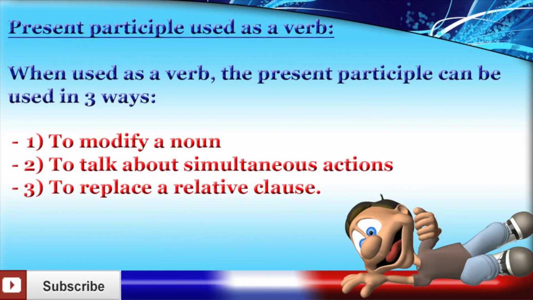So you learned earlier that the present participle can be used either as a verb, as an adjective, or as a noun. When used as a verb, it can be used for 3 different purposes. It can be used to modify a noun, to talk about simultaneous actions, or to replace a relative clause.